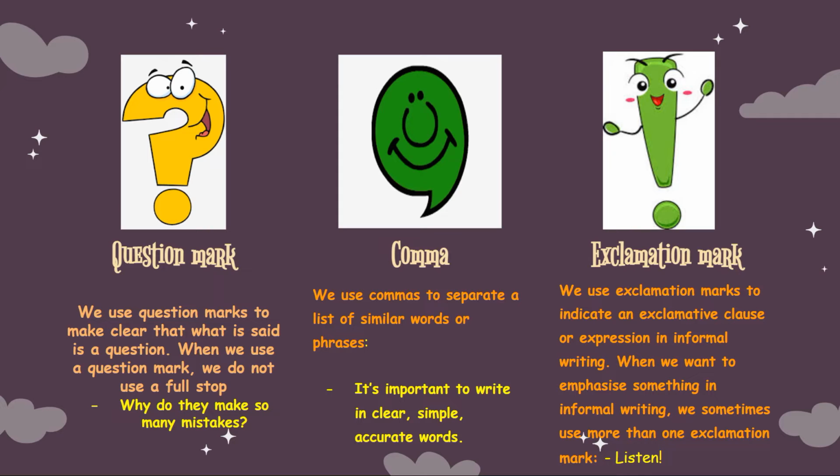Third one, exclamation mark. We use exclamation marks to indicate an exclamative clauses or expressions in informal writing. When we want to emphasize something in informal writing, we sometimes use more than exclamation marks. For example, listen.